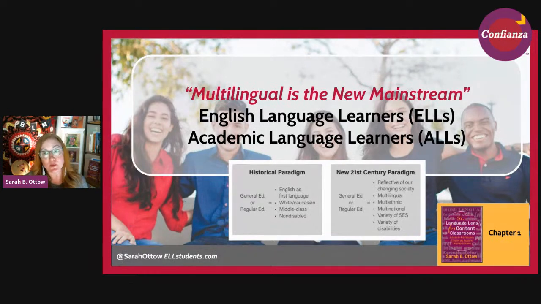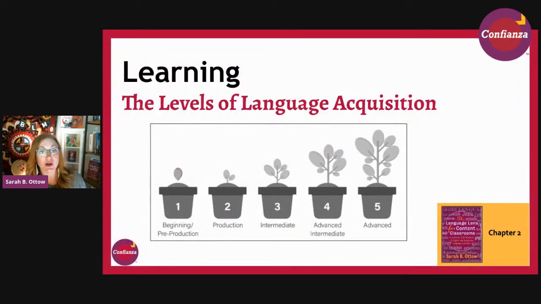At the same time, we really want to think about how multilingual is the new mainstream. That's what I like to say, because we're working in schools that are more multilingual, more multicultural, more multiracial, more multinational, more multi-abled, more multi-class than ever before. So we really need to change the way that we value diversity and that we really bring in language as an asset, no matter what we teach. Because no matter what we teach, we are all language teachers.